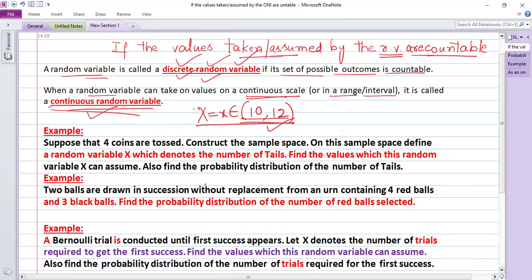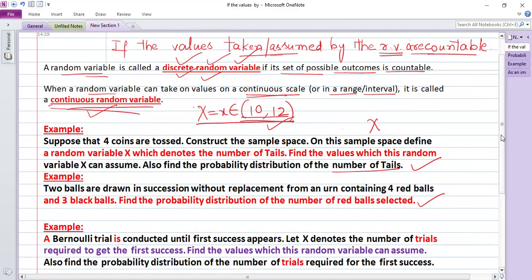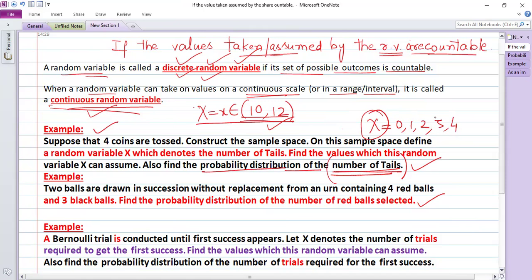Now, if you recall, in the previous two lectures I discussed these examples. In all these examples, our random variable was a discrete random variable. How is it discrete? In the very first example, our random variable x was the number of tails. We calculated the probability distribution of the number of tails, and x had the values 0, 1, 2, 3, and 4.